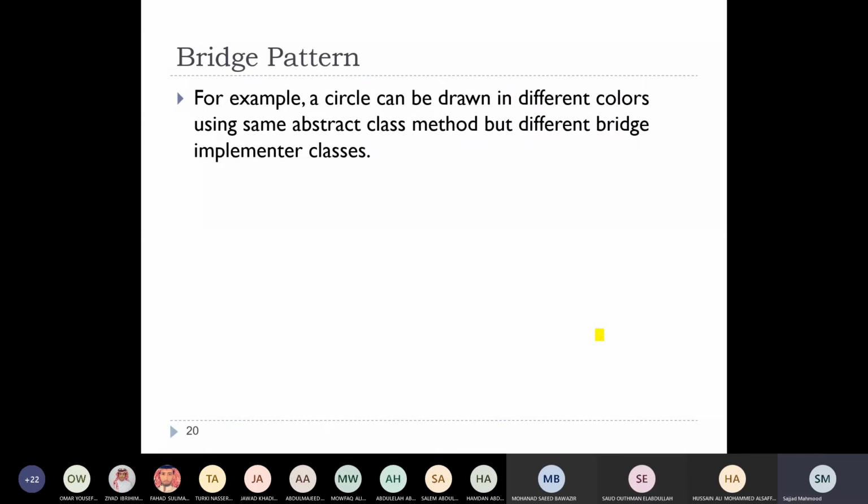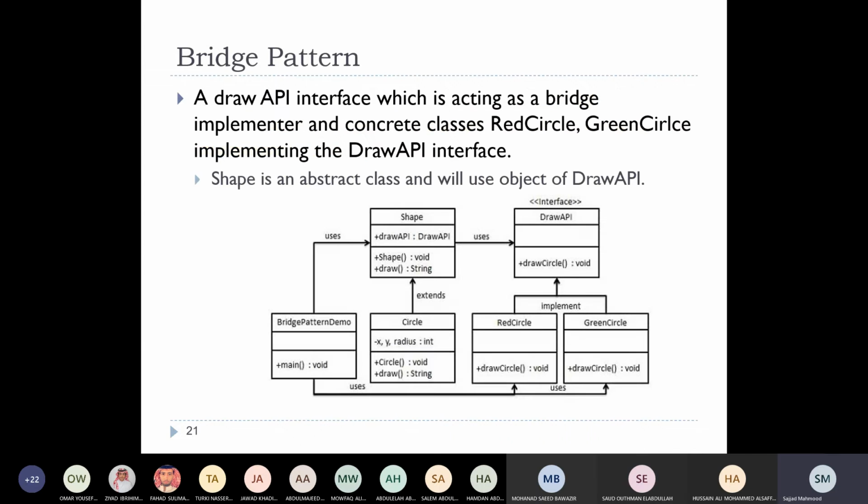Let's look at an example here. Let's say we have a circle and we can draw this in different colors using the same abstract method but different bridge implementer classes. Take a moment to see what's happening here before I explain this one in detail. Focus on these parts.